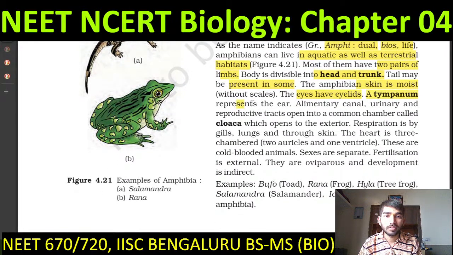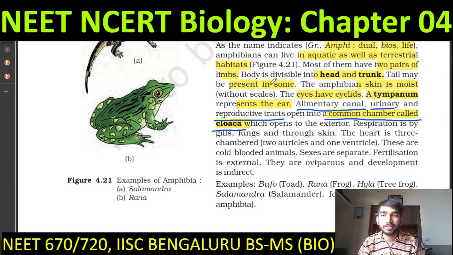Tympanum is a structure which represents the ear. Alimentary canal, urinary canal, all these have a common chamber called cloaca. This is again important. If you study the structure of a frog later on in the later chapters, you'll come across this structure because it is a very important chamber where all these three come together: the reproductive tract, urinary tract, as well as the alimentary canal, which opens to the exterior.